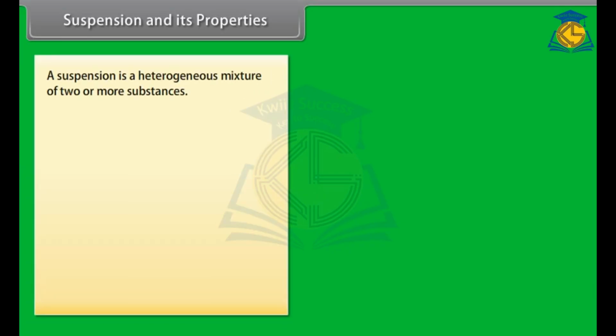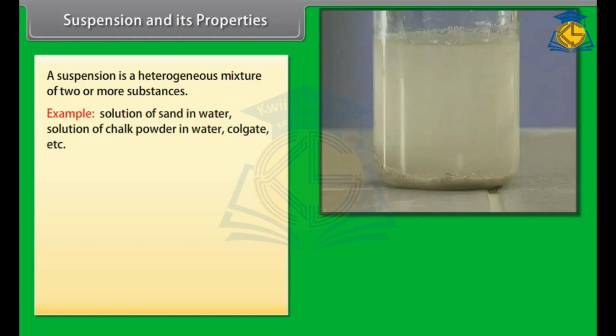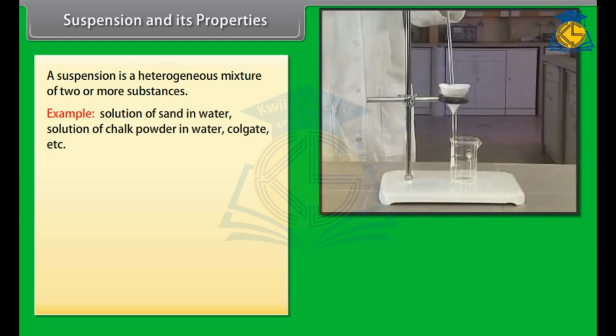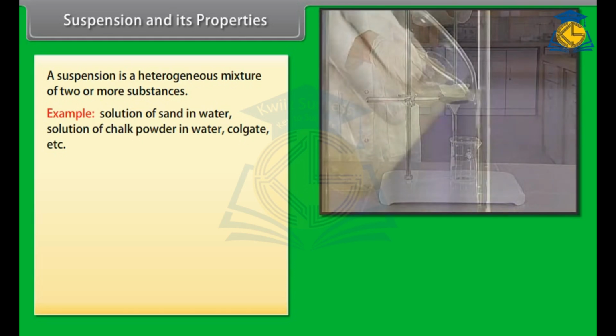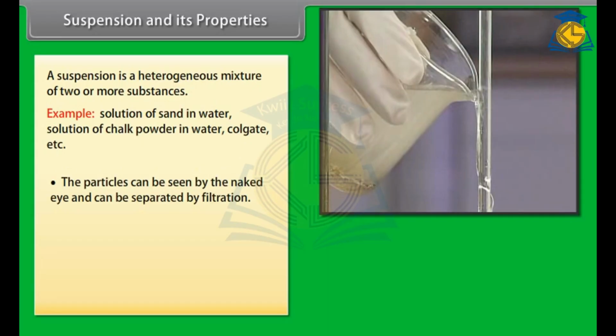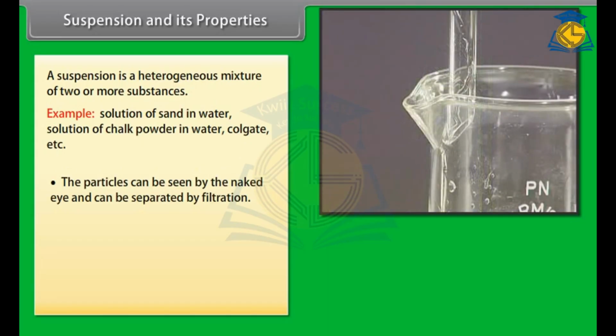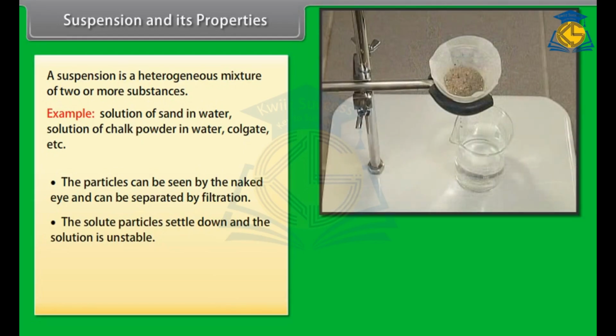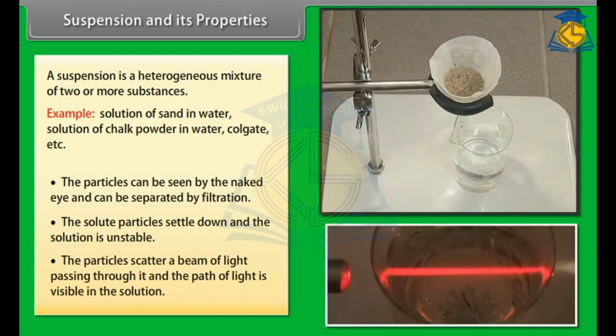Suspension and its properties. A suspension is a heterogeneous mixture of two or more substances. Examples: solution of sand in water, solution of chalk powder in water, Colgate, etc. The particles can be seen by the naked eye and can be separated by filtration. The solute particles settle down and the solution is unstable. The particles scatter a beam of light passing through it and the path of light is visible in the solution.